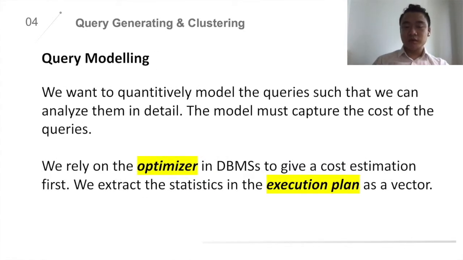In order to use the massive amount of generated queries, we want to quantitatively model the queries such that we can analyze them in detail. The model must capture the cost of the queries very well. We rely on the optimizer in DBMSs to give a cost estimation first. We extract the statistics in the query plan, the execution plan, got from the server as a vector.